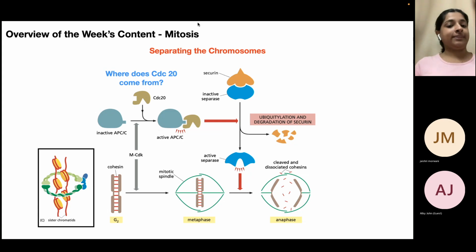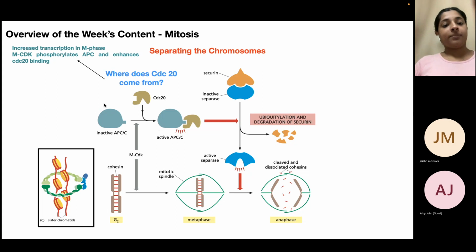But where does this CDC20 suddenly come from in the mitotic phase? Because of an increased transcription of CDC20, there is increased presence of the protein first in the M phase. And again, MCDK is able to phosphorylate APC, and this enhances its affinity towards CDC20 so it's able to bind it better. And this binding gives it an increased activity.